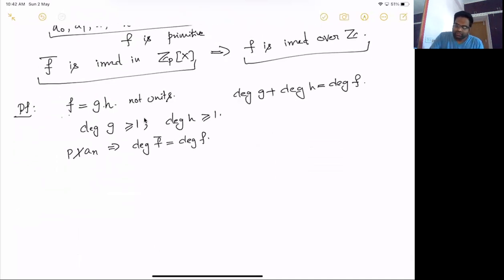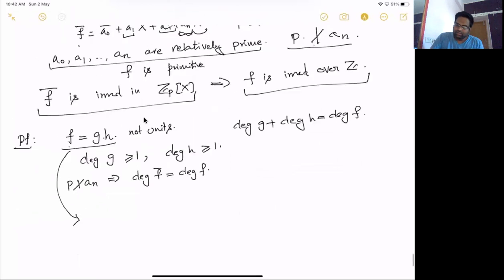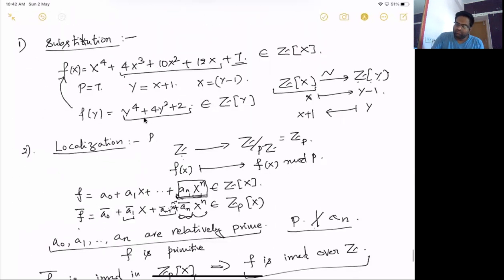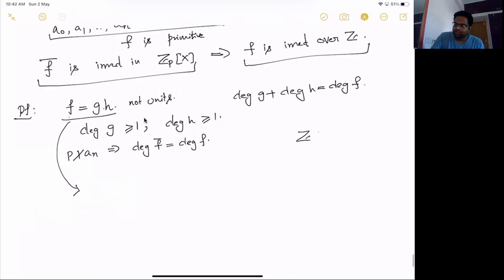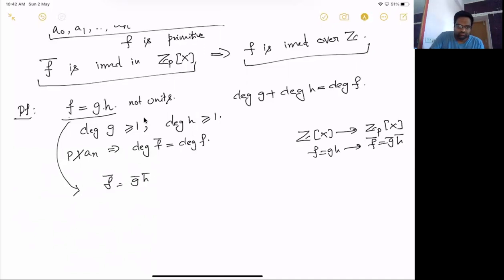And of course, when you reduce this, because Z to Z mod P extends to a ring homomorphism like this, it is also a ring homomorphism. So F equal to GH would go to F bar equal to G bar H bar. And of course, the degree of G bar plus the degree of H bar is equal to the degree of F bar.